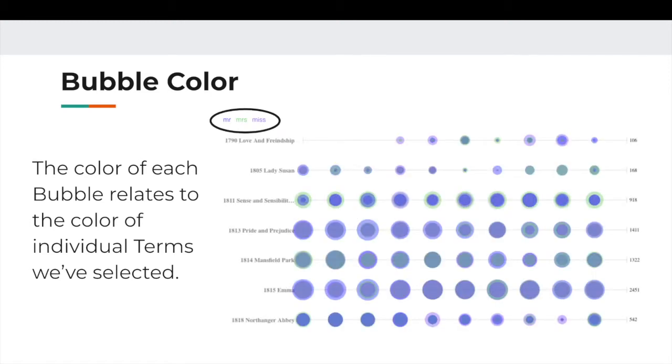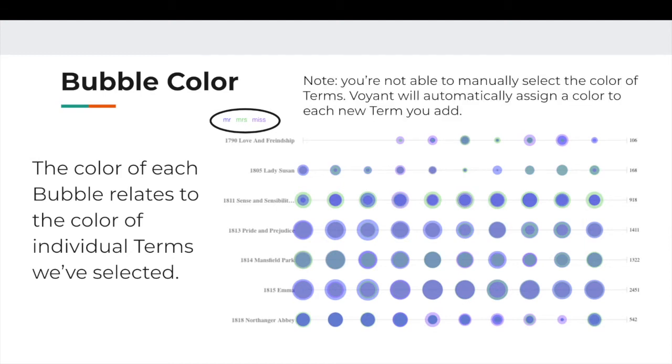The color of each bubble relates to the color of individual terms we've selected. You can see the correlation on the top left of the graph. Note, you are not able to manually select the color of terms. Voyant will automatically assign a color to each new term you add.